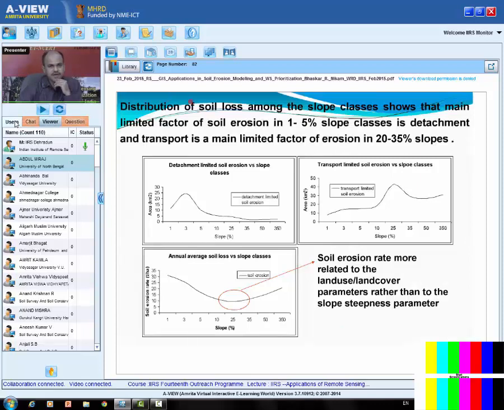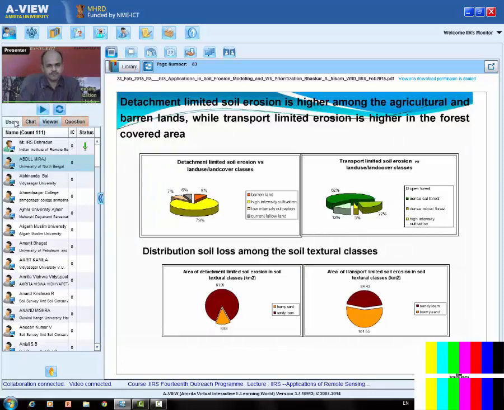So you can say a distribution of soil loss among the slope classes. We have calculated the average slope of all sub-watersheds, and we try to analyze under what condition the soil erosion is highest, under what condition it is detachment limited, under what condition it is transport limited. So for sub-watersheds having slope 1 to 5 degree, detachment and transport are the limiting factors for soil erosion.